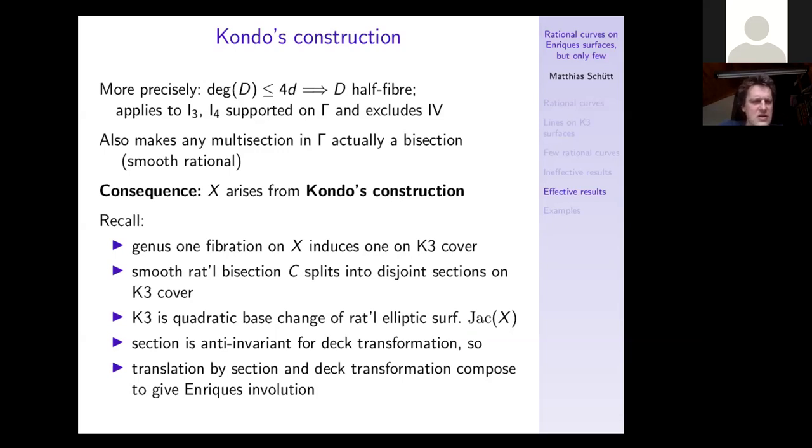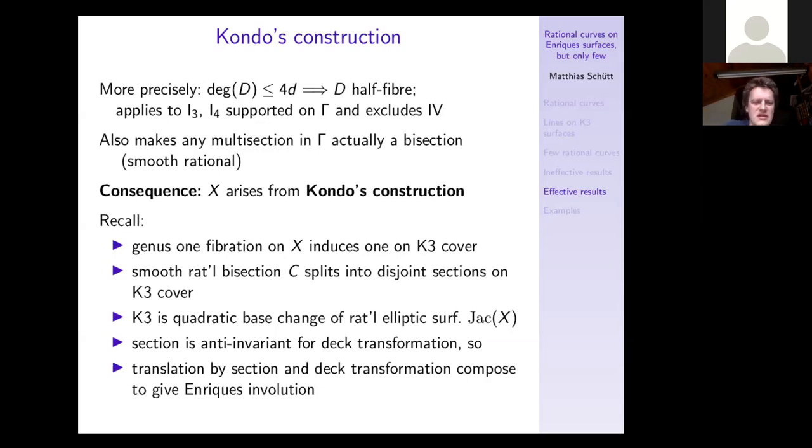So what is the situation? I'll give you a diagram on the next page. Generally, you have a genus 1 fibration on your Enriques. So this induces a genus 1 fibration on the K3 cover. Usually you have bisections, and so there's no reason to assume they will split upstairs. But here you have a smooth rational bisection. So this splits automatically into two disjoint smooth rational curves on the K3 cover. And then it follows that they form sections.